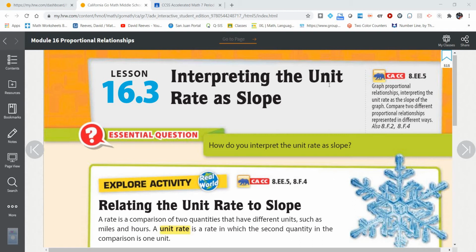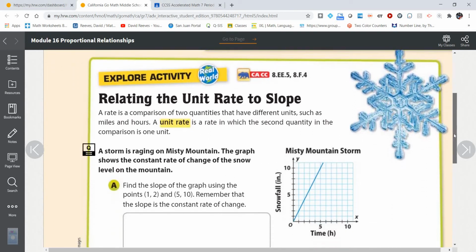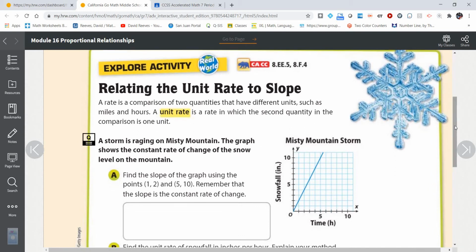Today we are talking about interpreting the unit rate as slope, or looking at slope as unit rate. So just a reminder, slope is the measure of the steepness of a line. Slope is rise over run. It's how much the y value changes as the x value changes. Change in y over change in x. Those are all ways to describe slope.